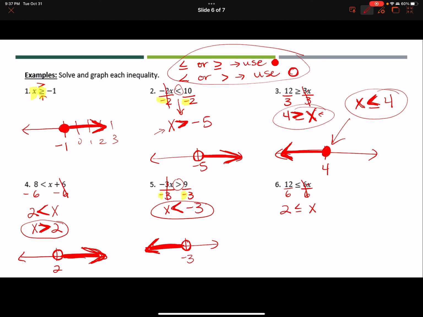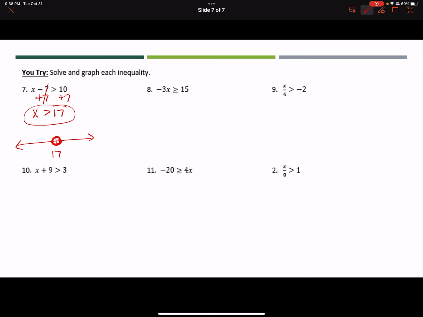So number 7, I'm going to get x by itself by adding 7 to both sides. So I have x is greater than 17. And then I start at 17. My x is on the left-hand side. That's good. It's a greater than symbol, so it's going to be an open circle. And the inequality is pointing to the right-hand side, so that's where I shade.